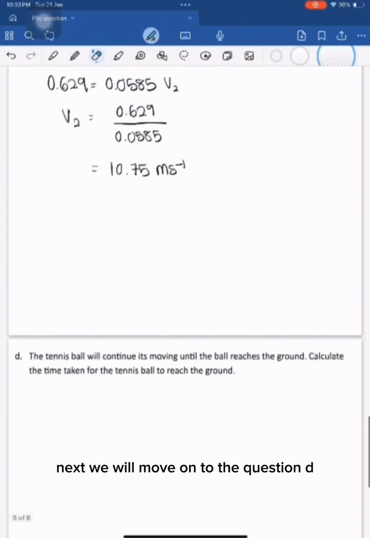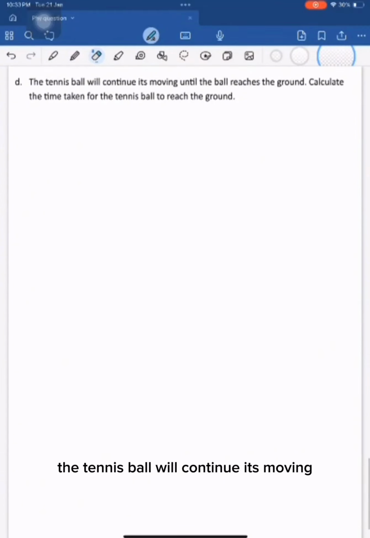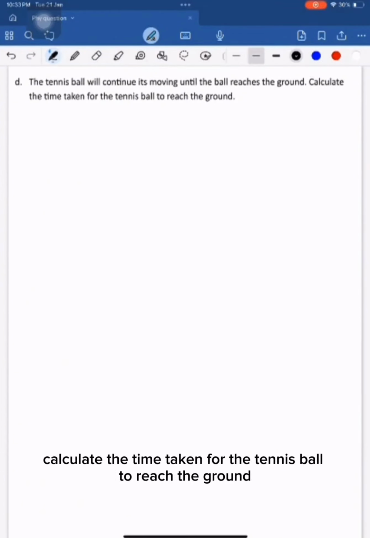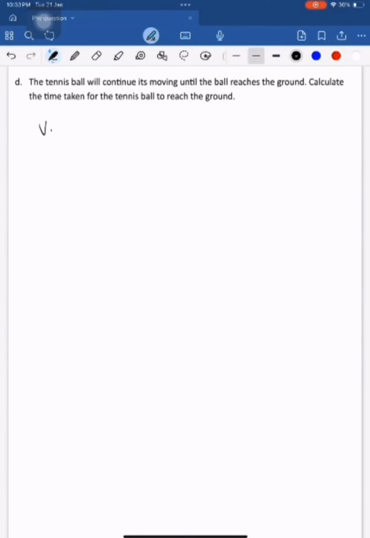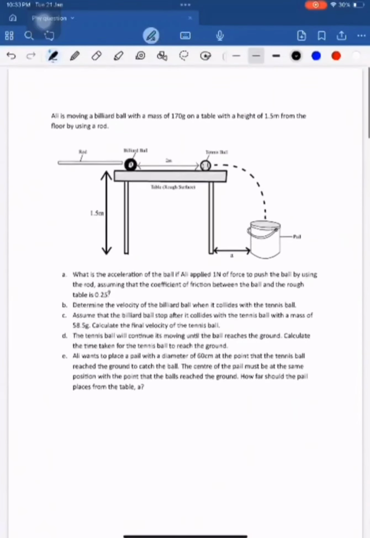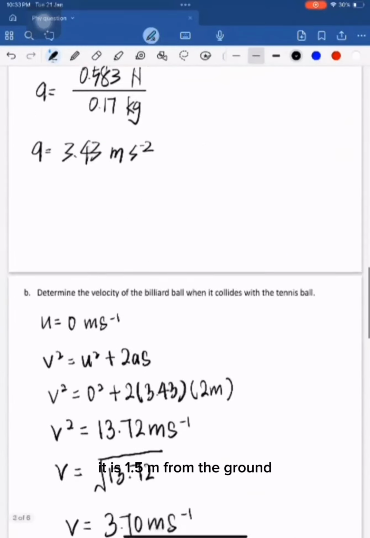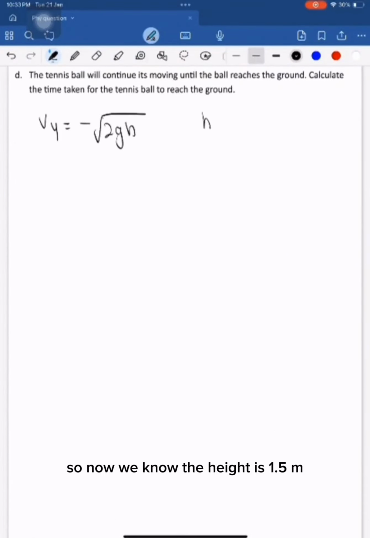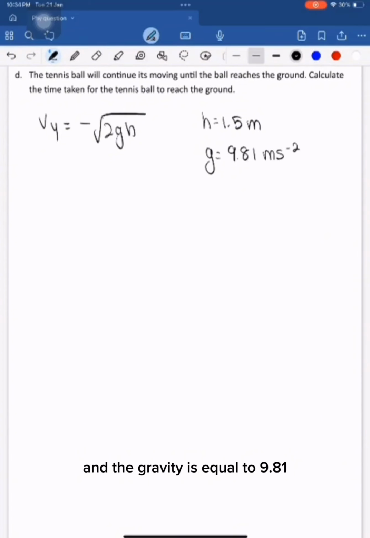Next, we will move on to question D. The tennis ball will continue moving until it reaches the ground. Calculate the time taken for the tennis ball to reach the ground. For finding the vertical velocity, we will use this formula. The height is provided in the question. It is 1.5 meters from the ground. So now we know the height is 1.5 meters, and the gravity is equal to 9.81 m/s squared. So now we will substitute in the values.